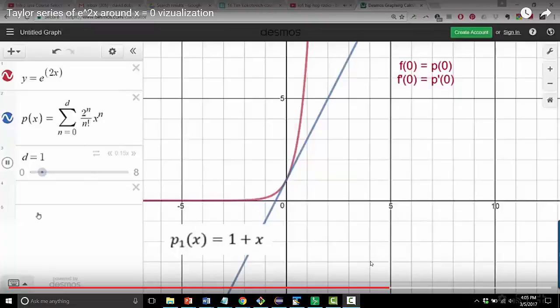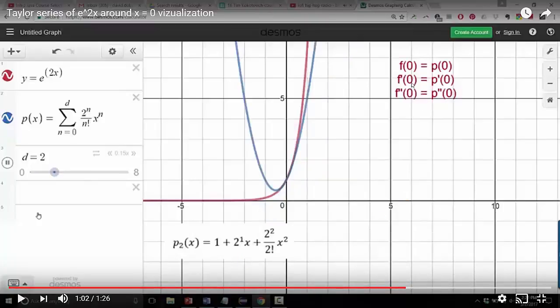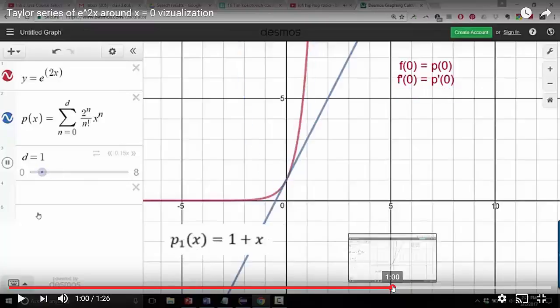Alright, so if you want to make this approximation better, if you want to make it a second degree polynomial, you just continue the same trend. Instead of just setting f and p equal and f prime and p prime equal, you would set f double prime and p double prime equal. Well, why does that make sense?